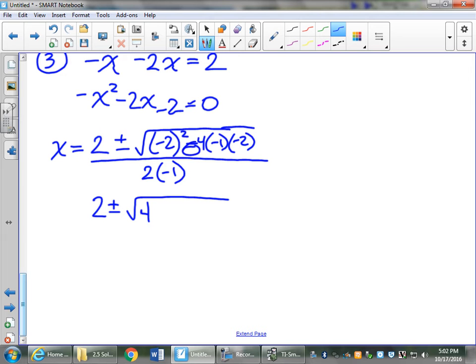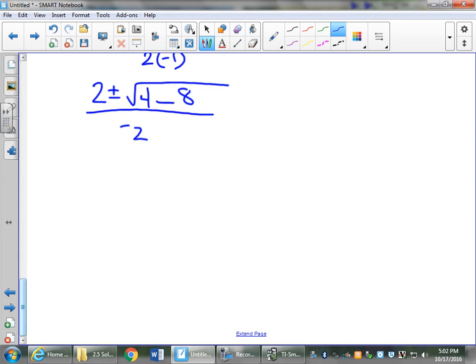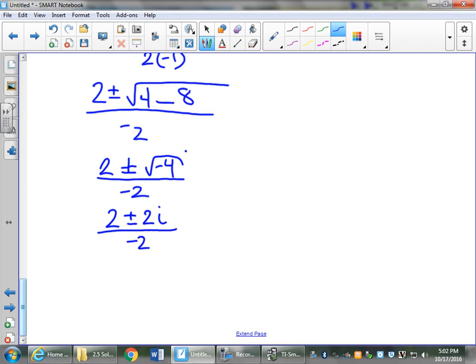Then I have 3 negatives here, calibration's off. 3 negatives stays negative. 4 times 1 times 2 will be 8. And then I'm going to have a negative 2 in the denominator. Keep going, I'm going to get 2 plus or minus the square root of negative 4 over negative 2. Once you get down to the radical, decide whether it stays in, comes out, or you break it. This is going to come out. The square root of 4 is 2. So you're going to get 2i over negative 2.